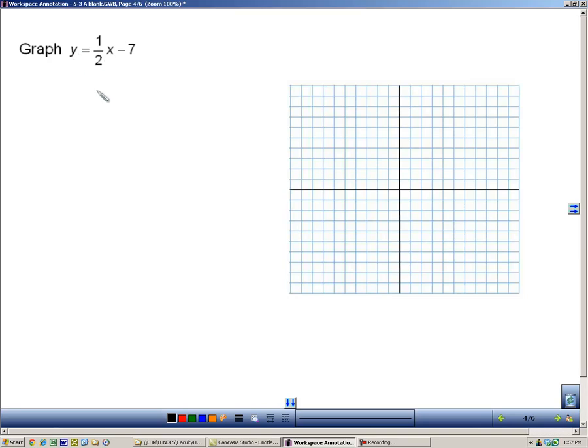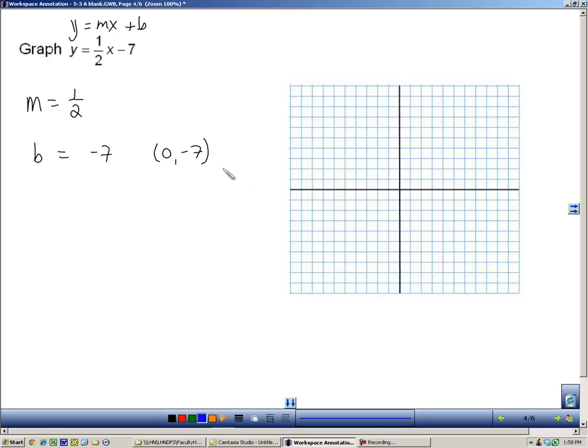Well, if I'm going to graph it, I need to use the two pieces of information that I know. I know slope and I know y-intercept. I know by looking at the equation, y equals mx plus b, that the m is 1/2 and the y-intercept is -7. Now when we say y-intercept, we mean the ordered pair 0, -7. That's what that means. So I'm going to use those two pieces of information.